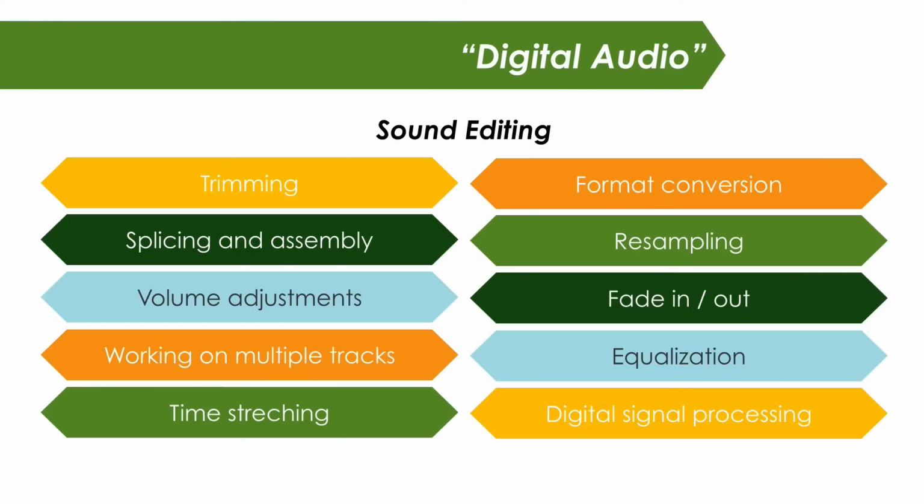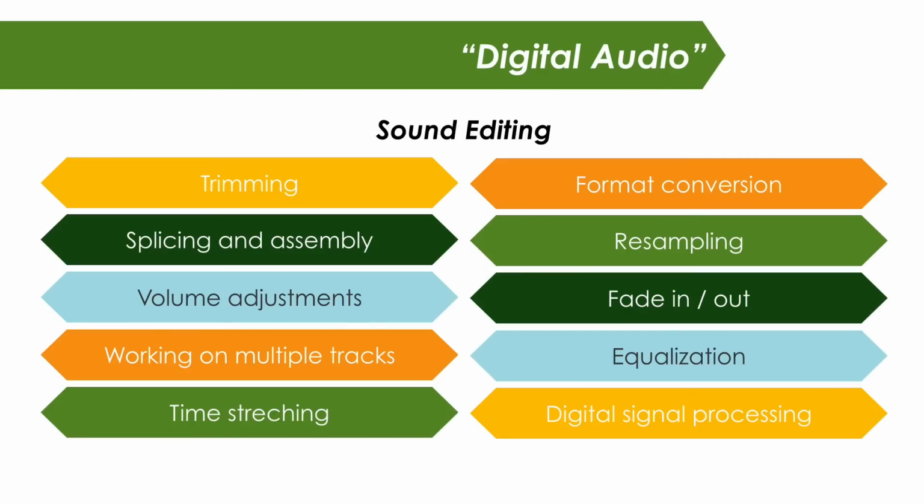Okay, now we move to the sound editing part. The first editing operation that we can do is trimming. Trimming means we remove some dead air or any blank spaces that we don't want, or we can trim any parts of the sound that we don't want to be included. Second, the splicing and assembly, where we use the same tool as in trimming, but maybe we cut in the middle of the audio, and then we assemble the audio after we finish cutting.